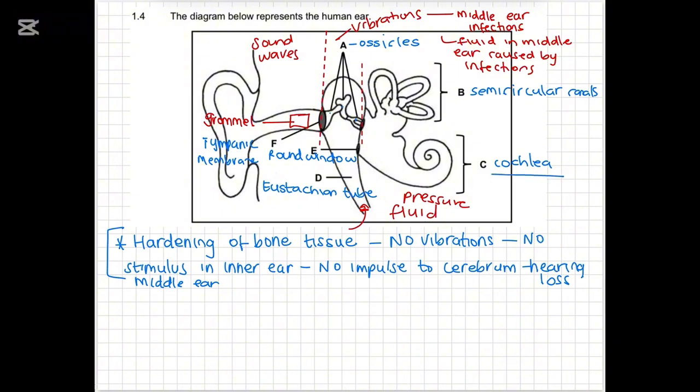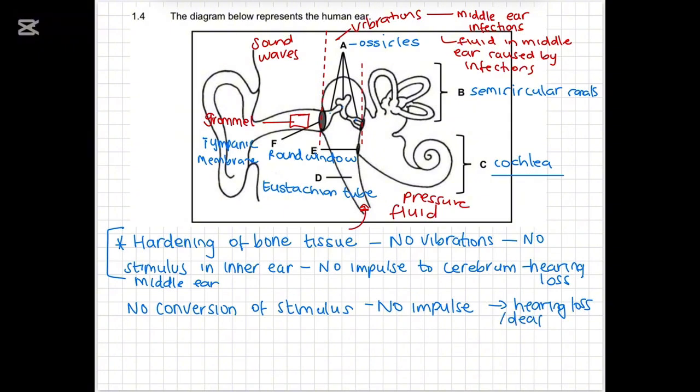Now with the cochlea, on the other hand, issues with the cochlea would be if the organ of Corti is not converting stimulus into an impulse. This would mean that no impulse will be transmitted via the auditory nerve to the cerebrum, and therefore no hearing, which can result in deafness. However, if this is the issue, a cochlear implant can be implanted into the inner ear so that it does that job.